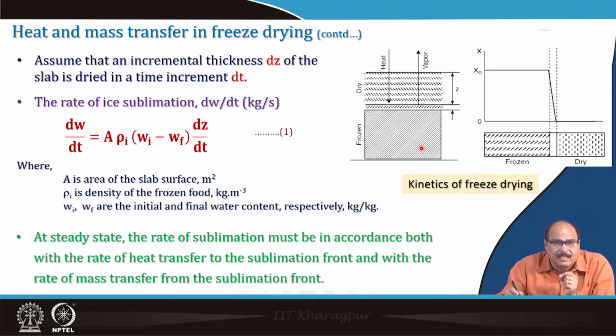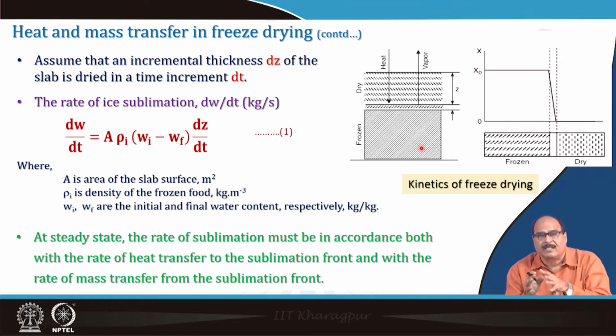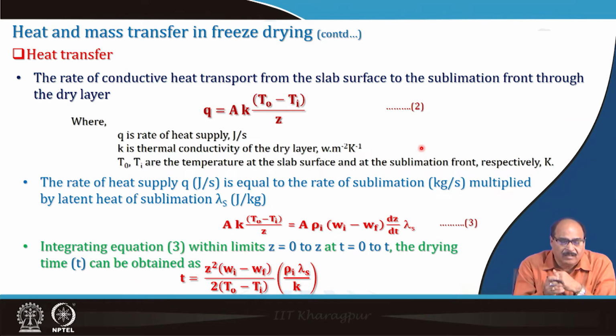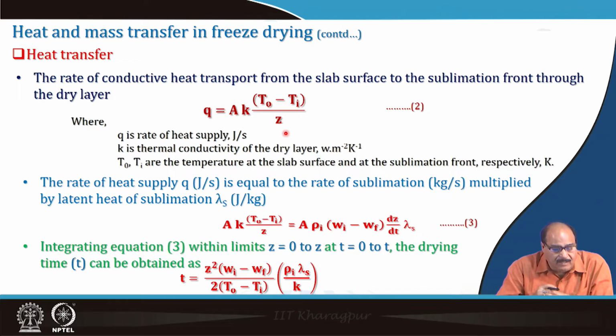So, at a steady state, the rate of sublimation must be in accordance both with the rate of the heat transfer to the sublimation plant and with the rate of mass transfer from the sublimation plant. So, the heat transfer, like conductive heat transport from the slab surface to the sublimation plant through the dry layer, that is Q = A k (T0 - Ti)/Z, where Q is the rate of heat supply, k is the thermal conductivity of dry layer, and T0 and Ti are the temperatures at the slab surface and at the sublimation plant.